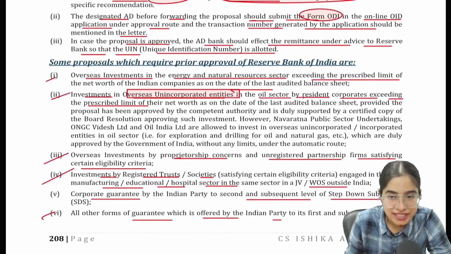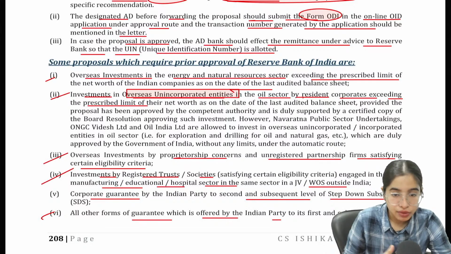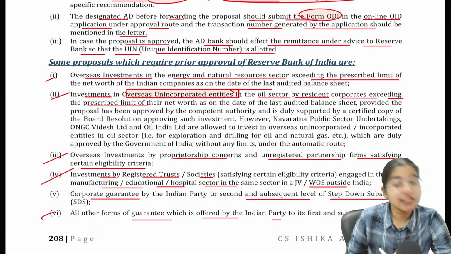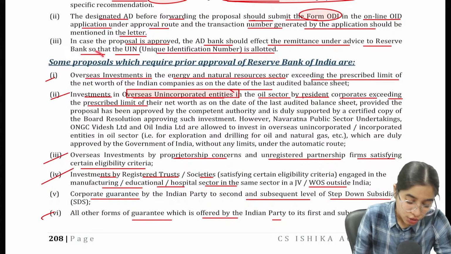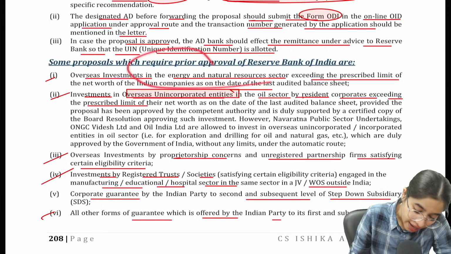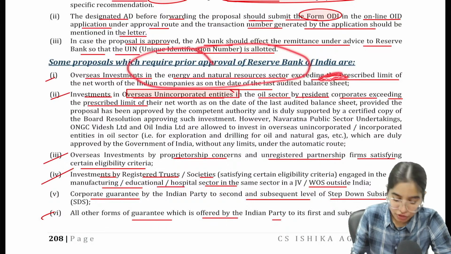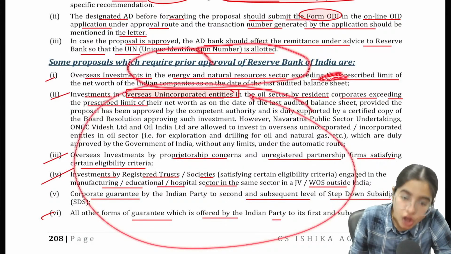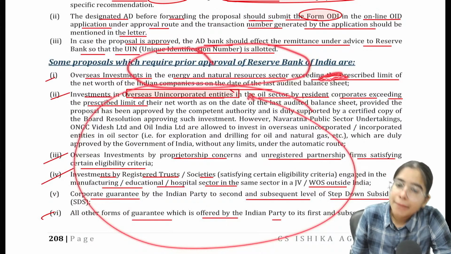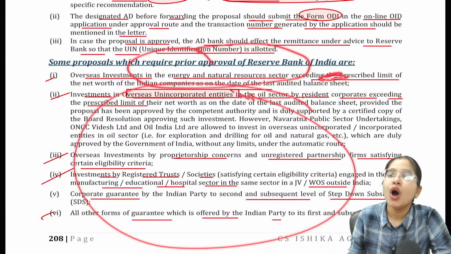There are certain more cases given where you have to go through the approval route. Here some more cases are given where you cannot go through the automatic route. You mandatorily have to go through the approval route. Here are some proposals or cases where prior approval of RBI is required, which means a list is given. In all these cases also, you cannot go through the automatic route. You compulsorily have to take approval of RBI.